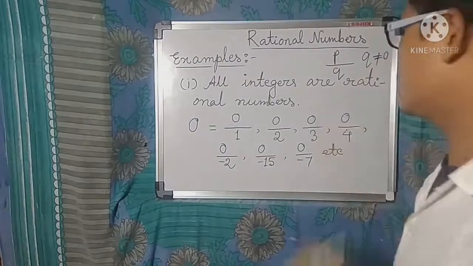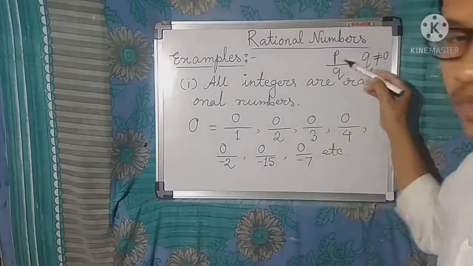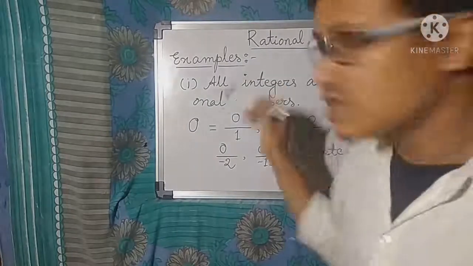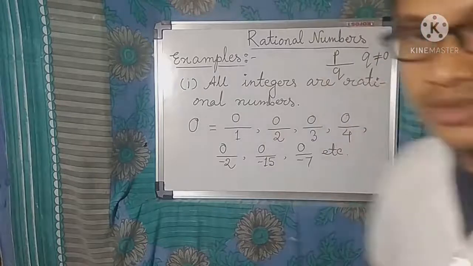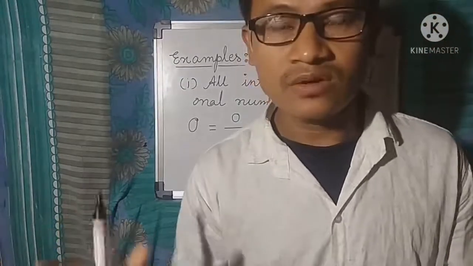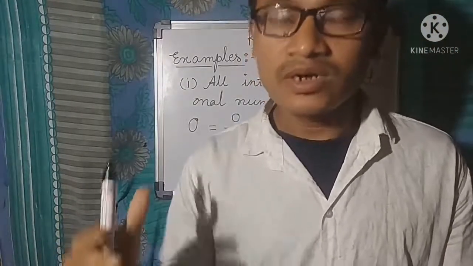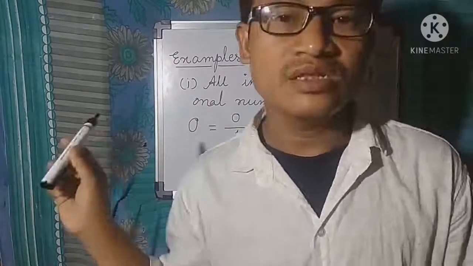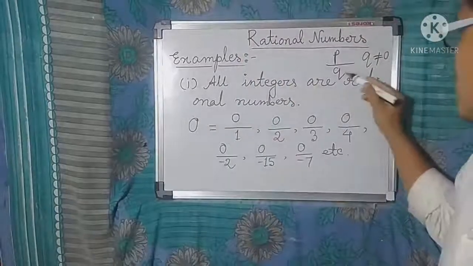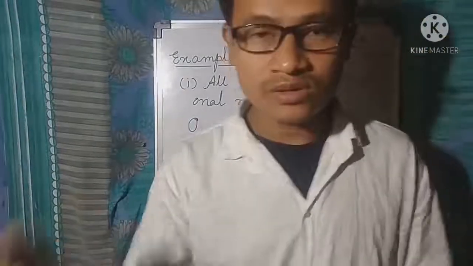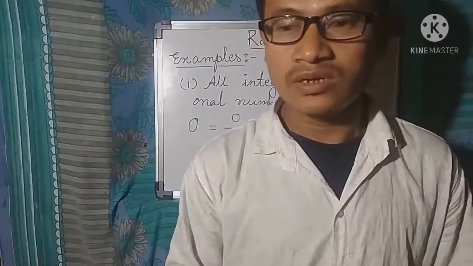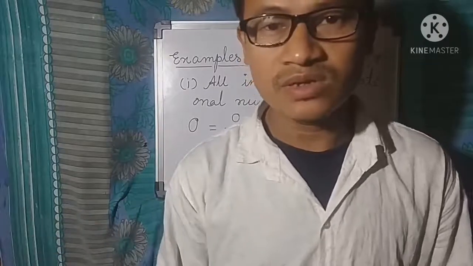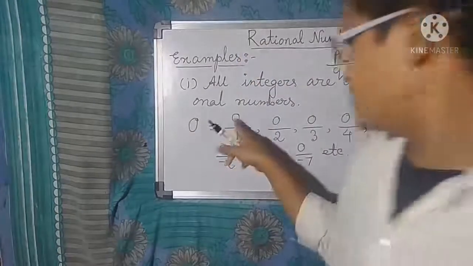P by q means p is the numerator and q is the denominator. Denominator should not be equal to 0. Numerator, in some cases numerator may be 0. Here in this case we can see numerator is 0.